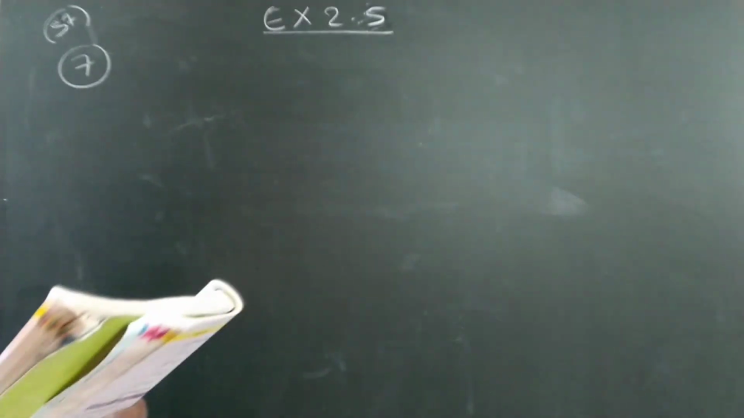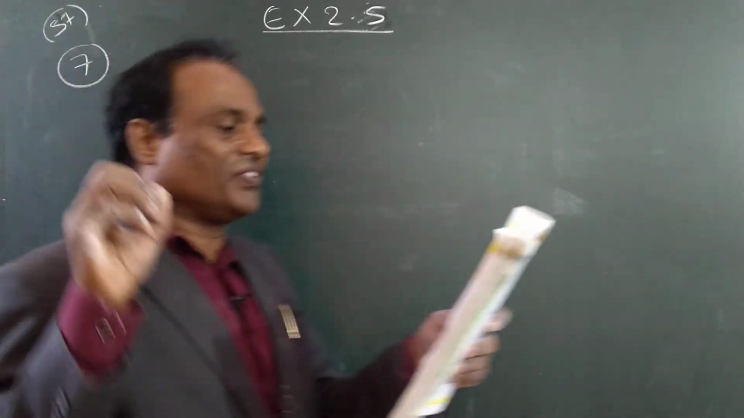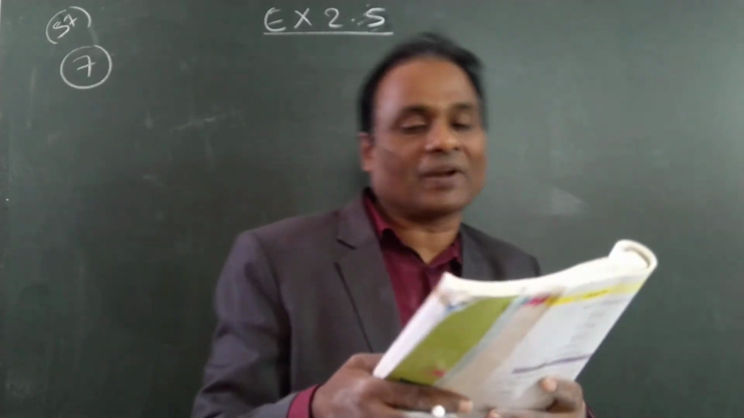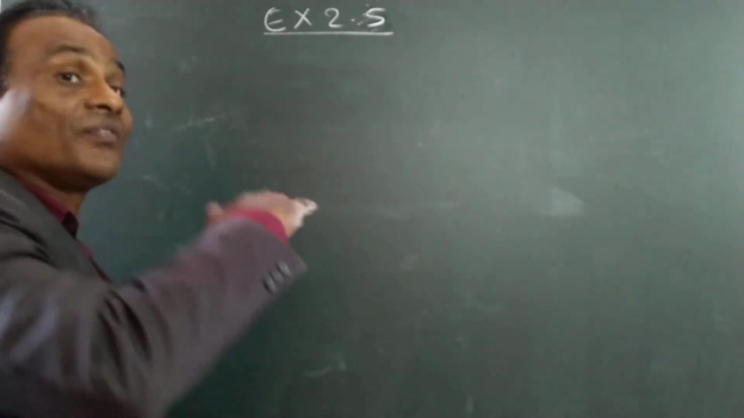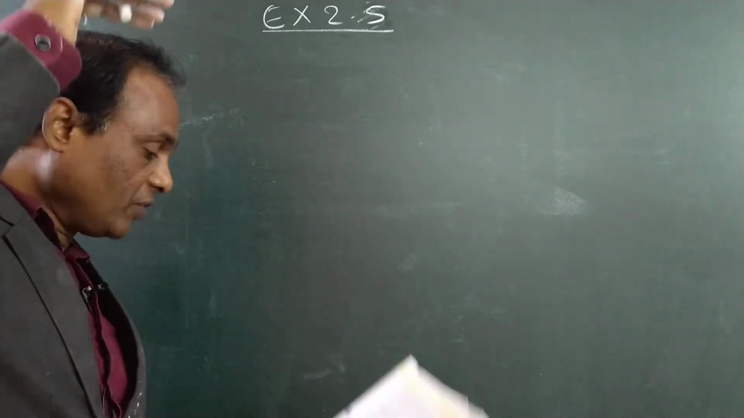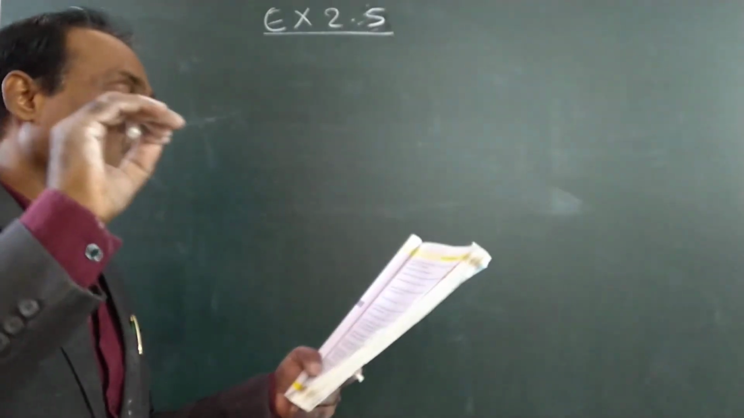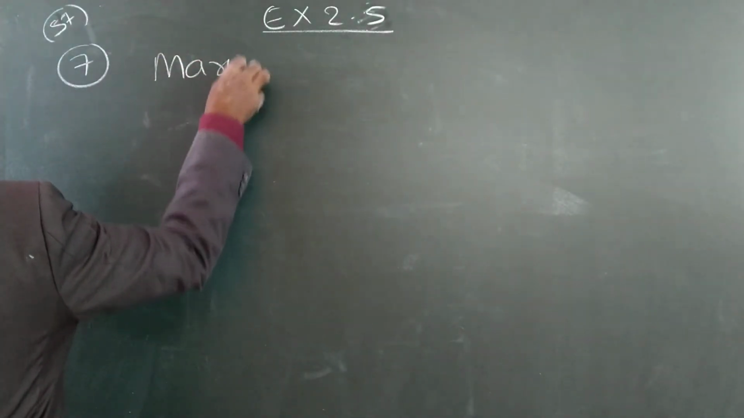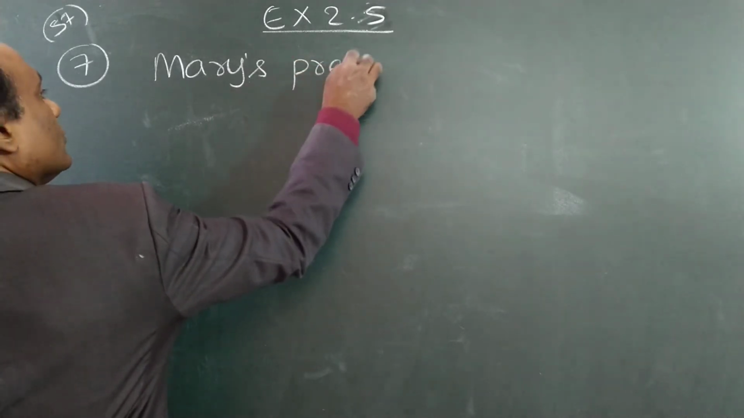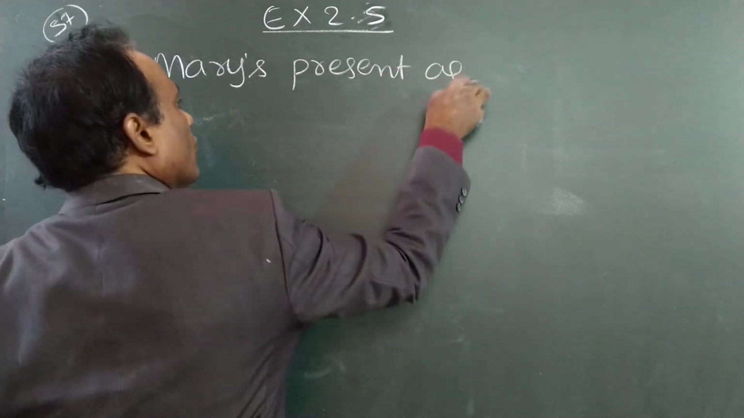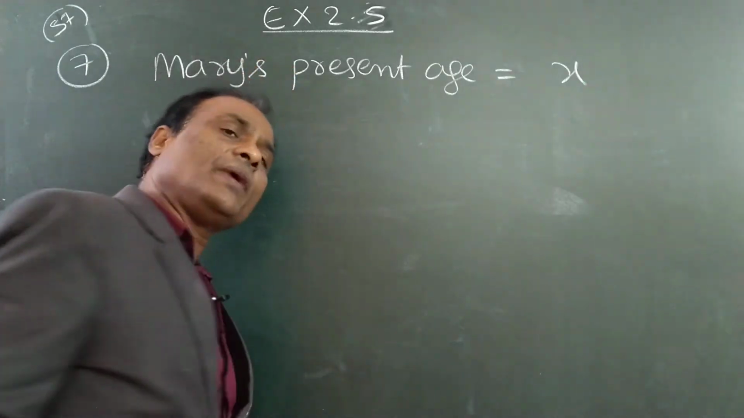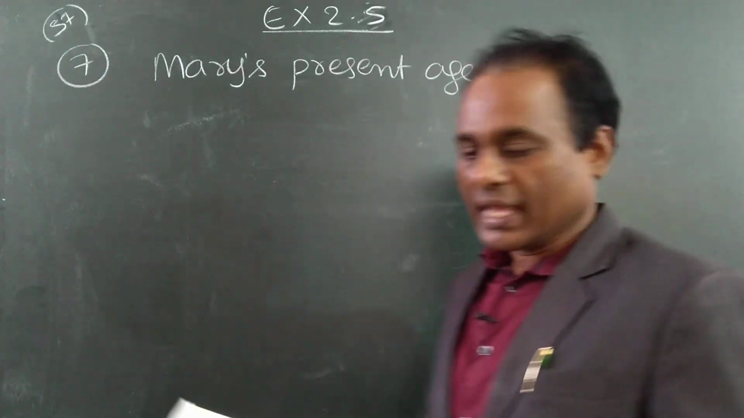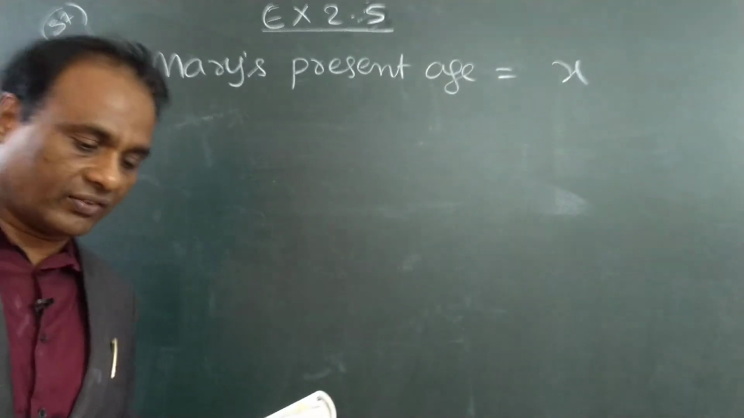Seventh question. After 15 years, Mary's age will be 4 times her present age. Find her present age. Mary's present age. We don't know Mary's age. Let it be x. Mary's present age is equal to x.